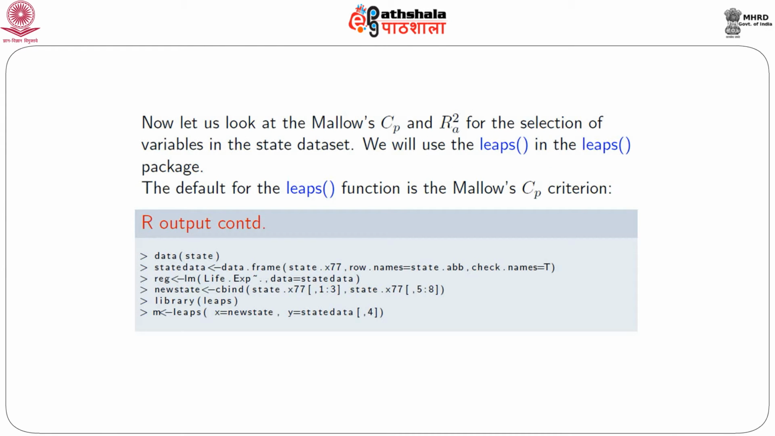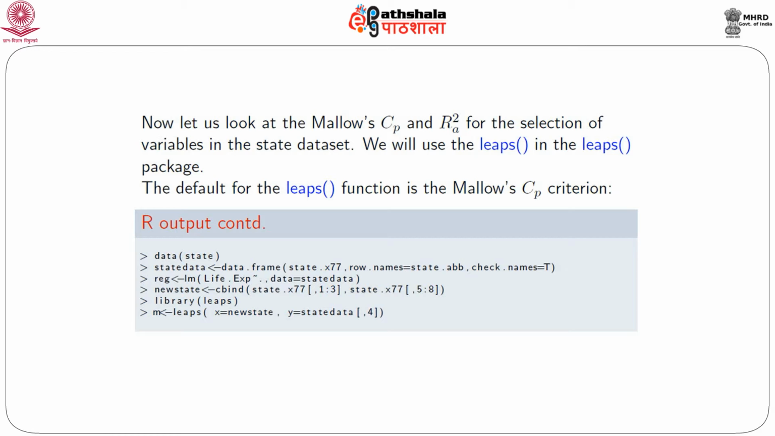Now, let us take a look at the Mallows Cp and adjusted R squared for the selection of variables in the state data. We will use the leaps function in the leaps package. The default for the leaps function is the Mallows Cp criterion. So, we include the data by writing the function data(state) and we put it in a data frame. Then we write reg as the lm object of regressing life expectancy on all the predictor variables that are included in the data set.